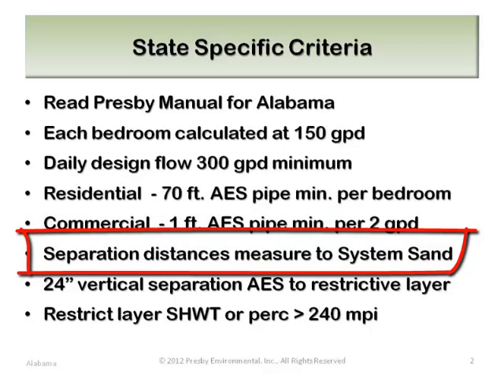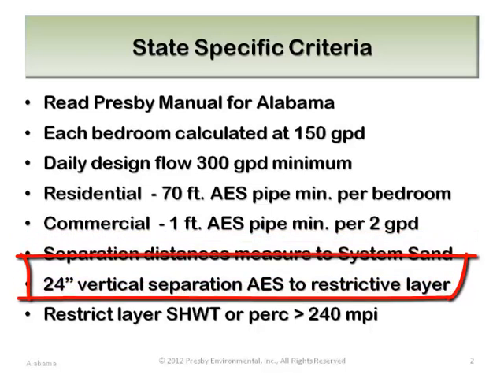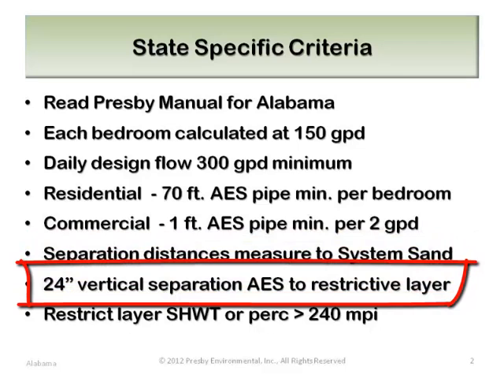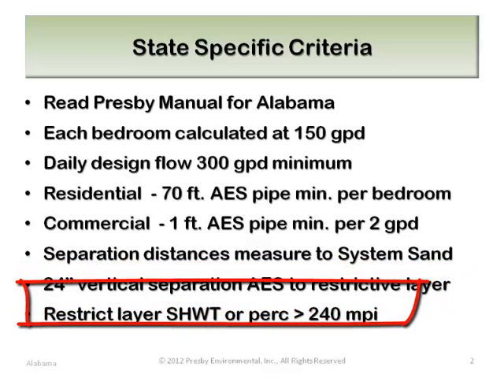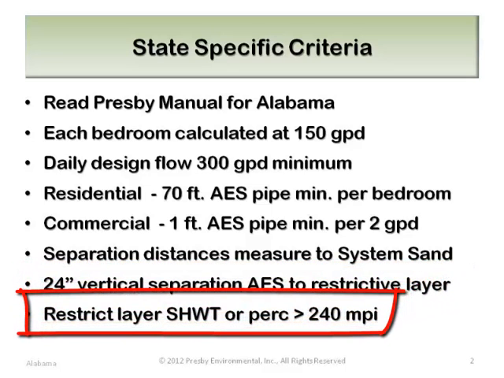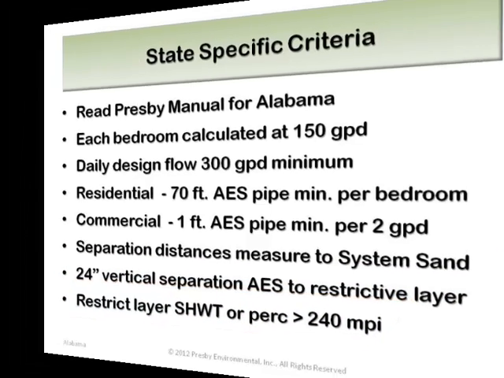Vertical separation distances are measured from 12 inches below the advanced Enviroseptic pipe, which is the bottom of the system sand. A minimum of 24 inches must separate the bottom of the advanced Enviroseptic pipe from the seasonal high water table or restrictive feature, which is described as a layer with a perk rate greater than 240 minutes per inch.